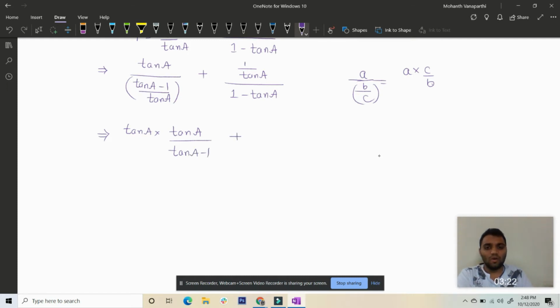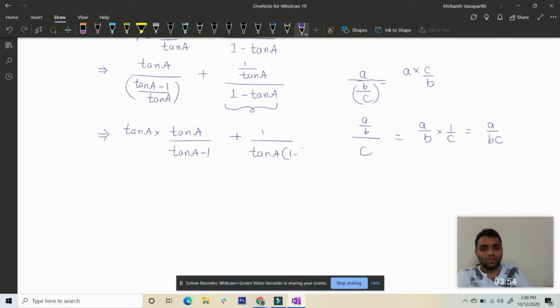Plus, now the second term looks similar to A by B whole divided by C. When a fraction is in the form of A by B whole divided by C, we simplify it to A by B into 1 by C, nothing but A by BC. So I am applying the same for the second term. Finally I will get 1 by tan A into 1 minus tan A.